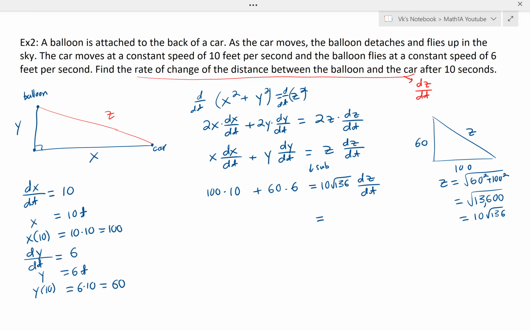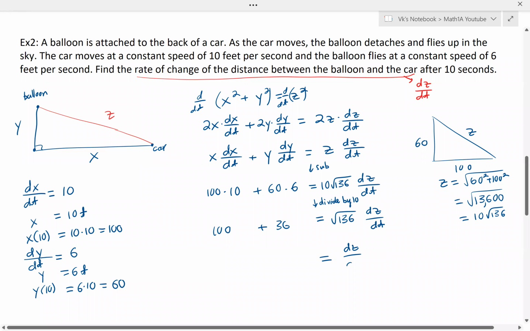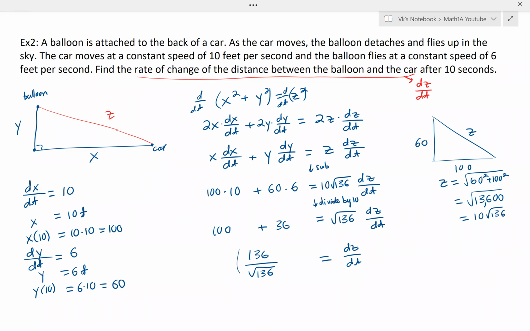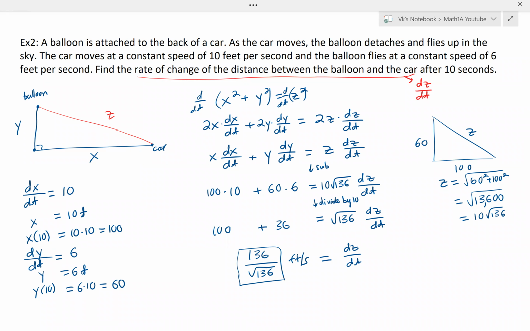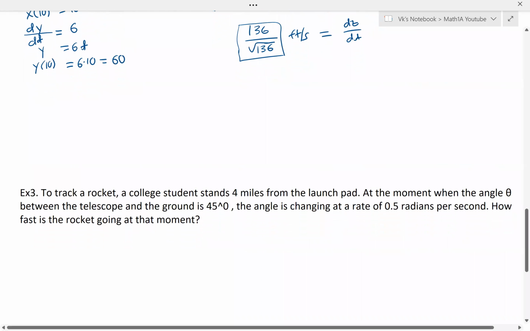From here, we can divide by 10. So 100 plus 36 root of 136 dz over dt. And hence, dz over dt is 136 over square root of 136. The unit here is feet per second. Awesome. Let's do a different example.